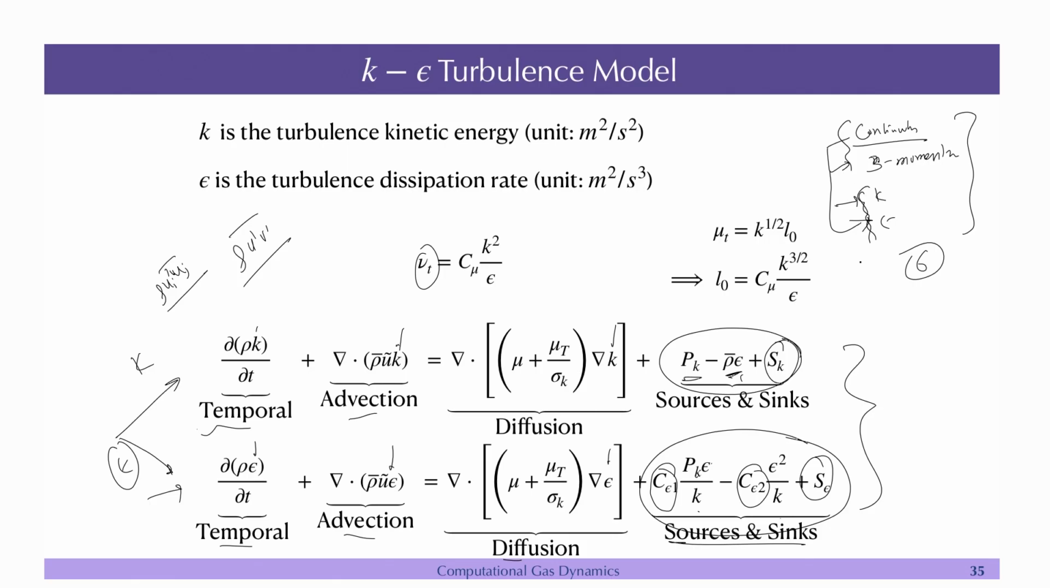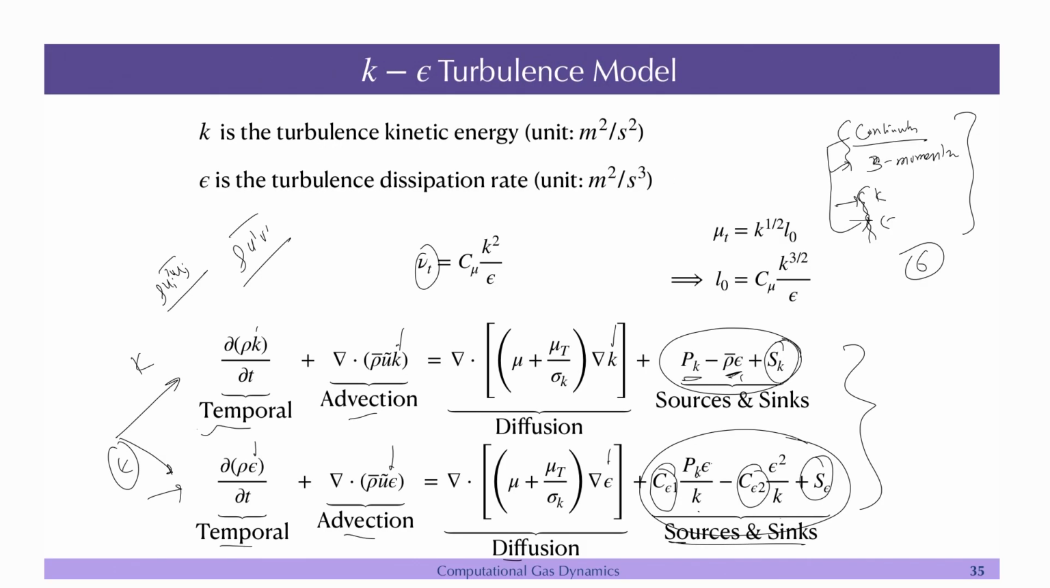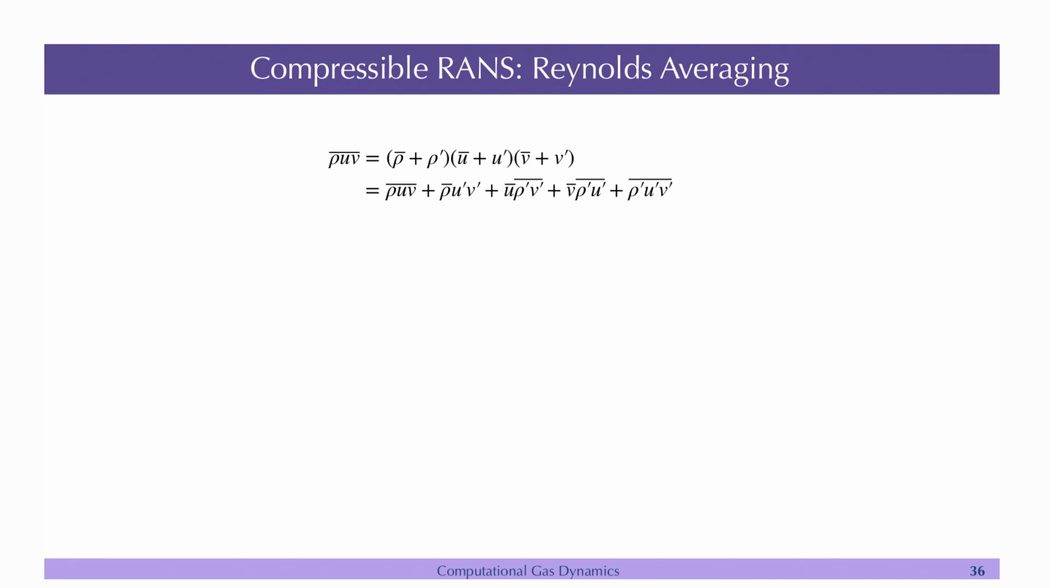You may think that because you are solving more equations, it will take more computing power. But you are solving for the mean flow, not going to every single small and big eddy. So naturally your grid size requirement is much less in a RANS simulation. So far so good, but what happens when the flow is compressible?